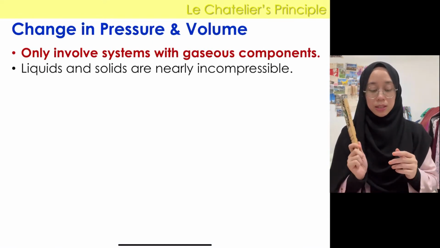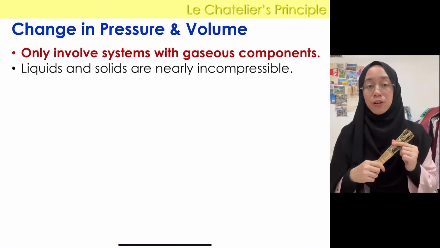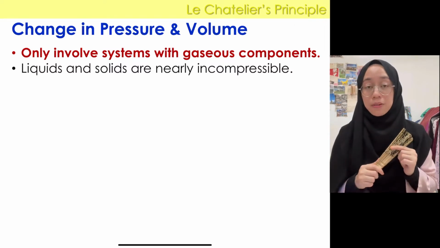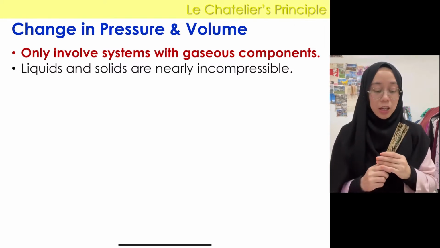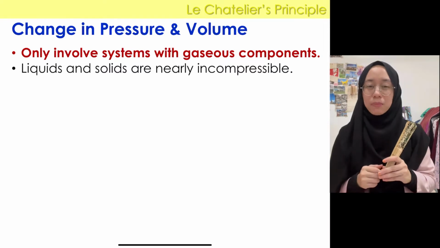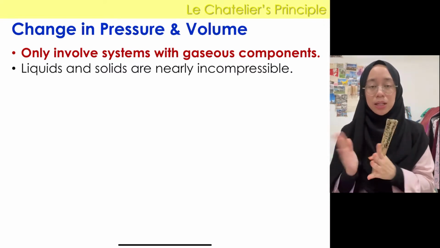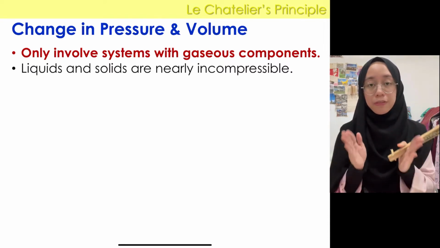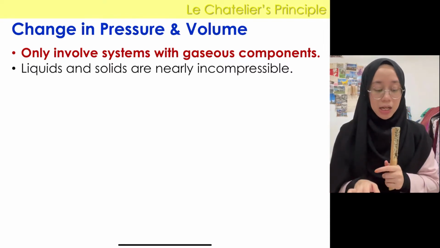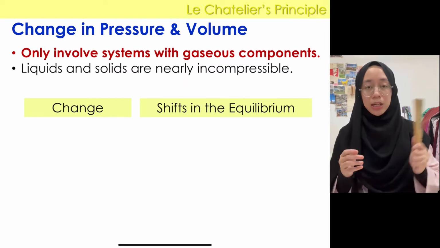So this one, since dia adalah pasal pressure, so it only involve untuk gas sahaja. Okay, just have a look yang dekat bahagian gas sahaja. So liquid and solid are nearly incompressible, therefore kita abaikan je. Okay, that's why dia akan remain constant yang tu. So kita abaikan. So kita tengok sistem yang involve gas components only. Okay, so let's say kita kacau sistem tu.